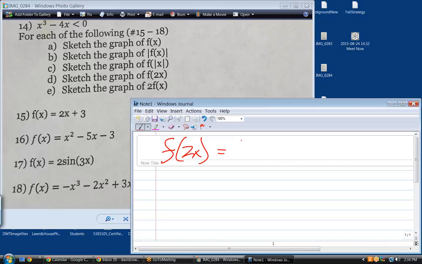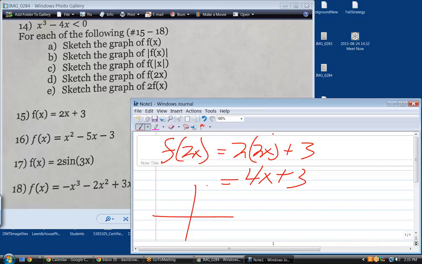It would be 4x plus 6. No, you only plug in for x. Oh, okay, so it would just be 4x plus 3. Yeah, it's going to be 2 times 2x plus 3. Yeah. It's 4x plus 3, so if this is 2x plus 3, this is 4x plus 3, twice as steep. That's the only difference between the two.